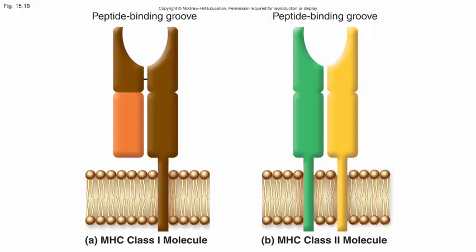MHC2 molecules are proteins on the surface of antigen-presenting cells, APCs. Okay? These will present antigens to helper Ts. MHC2 present antigens taken up by the cell, exogenous antigens. Therefore, MHC2 are present only on antigen-presenting cells. These include dendritic cells, B cells, and macrophages.